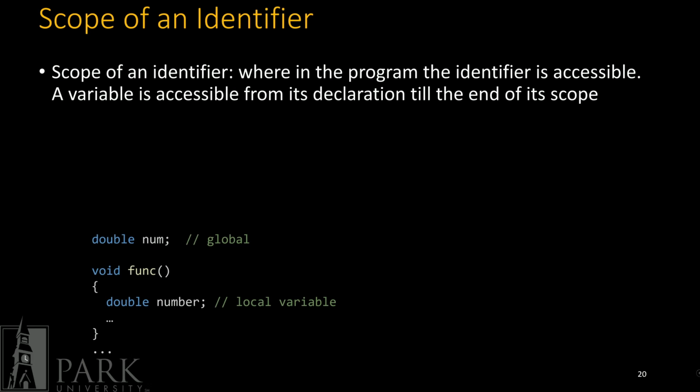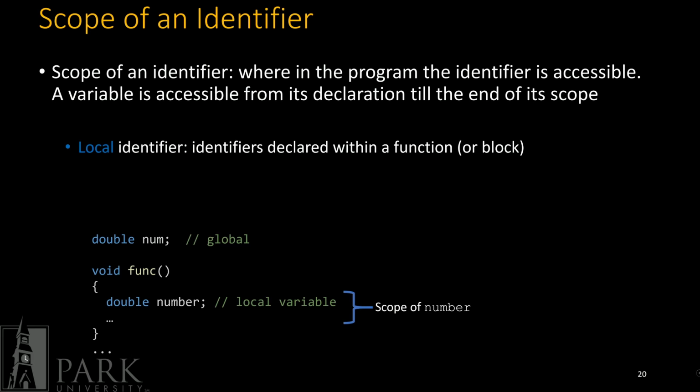Okay, so here you can see we've got two variables, num and number, and a function called function. Local identifiers are declared within a function. They can be used in that function after the declaration. So here you can see the scope of number is inside of the function, and we can use number as soon as we declare it.